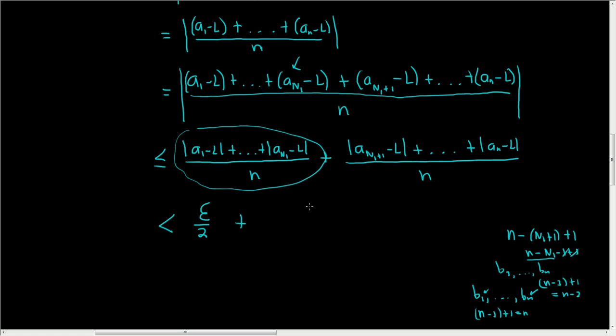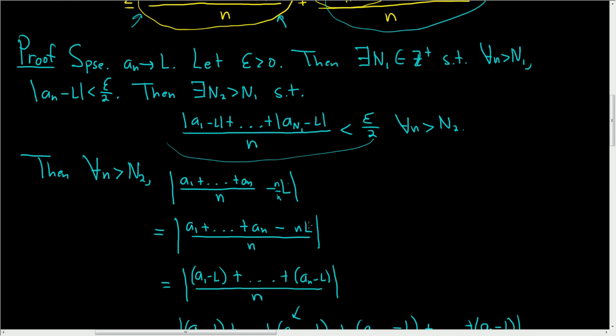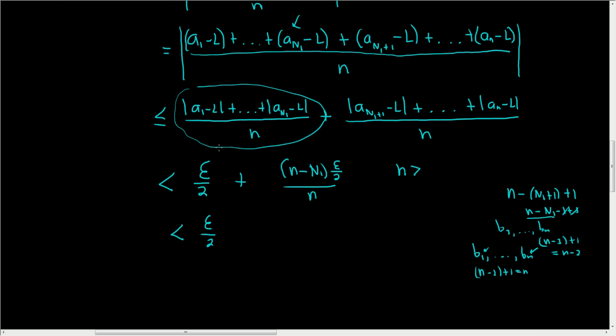So this is going to be less than (little n minus N sub 1) epsilon over 2's, all over n. Okay, here is the tricky part. So this is still here. We know that little n is bigger than N sub 2, and N sub 2 is bigger than N sub 1. So little n is bigger than N sub 1. That's why we could do all this. But in particular, if little n is bigger than N sub 1, then little n minus N sub 1 is bigger than 0. It's a number bigger than 0, okay?